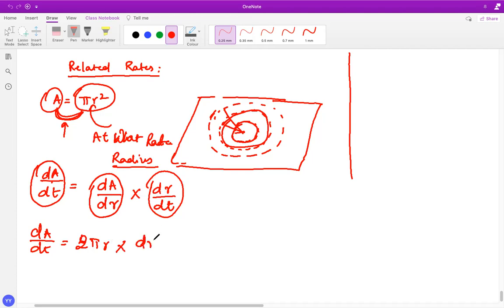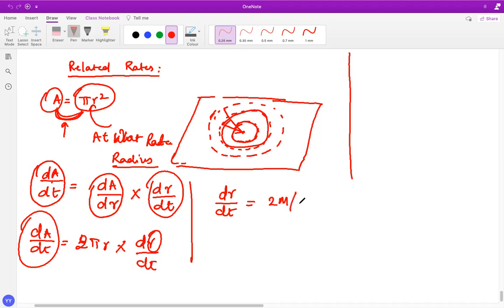This is the relation of the rate at which area is changing with respect to the radius of the circle and with respect to time as well. If one of the quantities is known to me, let's say the radius is increasing at a rate of 2 meters per second, then at an instance when the radius is 5, assuming 5 meters, my area will change at a rate of 2 pi times 5 times 2.